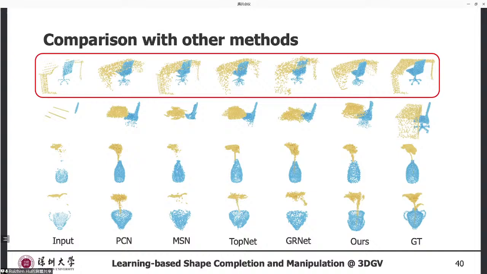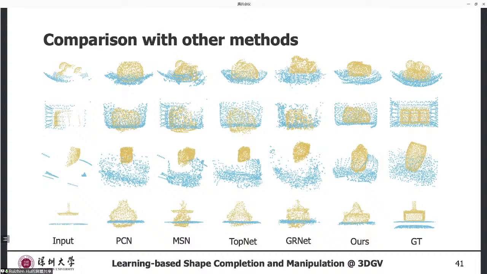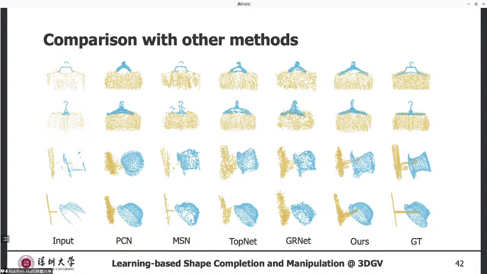For the objects that form a support relation, the results of baseline methods contain many penetrations or floating between two objects, while our method can produce a good contact between them. For more difficult inputs such as clothes hangers and hooks, our method can also produce better overall shapes. So all those are real examples.